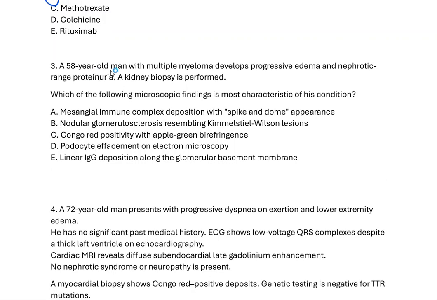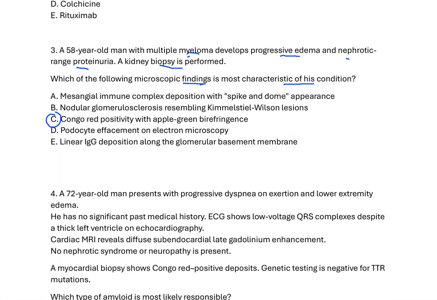Moving on to the next question. A 58-year-old man with multiple myeloma developed progressive edema and nephrotic range proteinuria, and a kidney biopsy is performed. Which of the following microscopic findings is the most characteristic of this patient's condition? With multiple myeloma and now kidney failure with nephrotic range proteinuria, so we're thinking of what? Very good. Light chain associated amyloidosis. So the best answer there will be C. Very good. Congo red positive with apple green birefringence under polarized light.